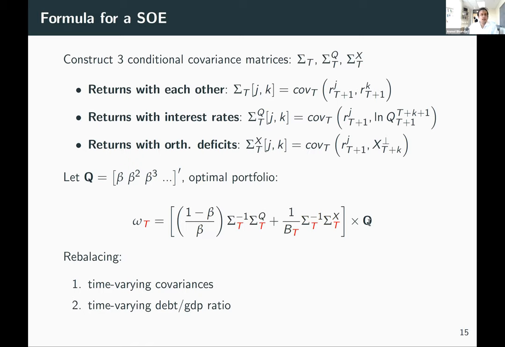This formula also tells us something about rebalancing. The time t dependence in this formula comes from the covariances and from the level of the debt. So the reason to rebalance would be that either the debt to GDP ratios are changing through history or these covariances are changing over time.